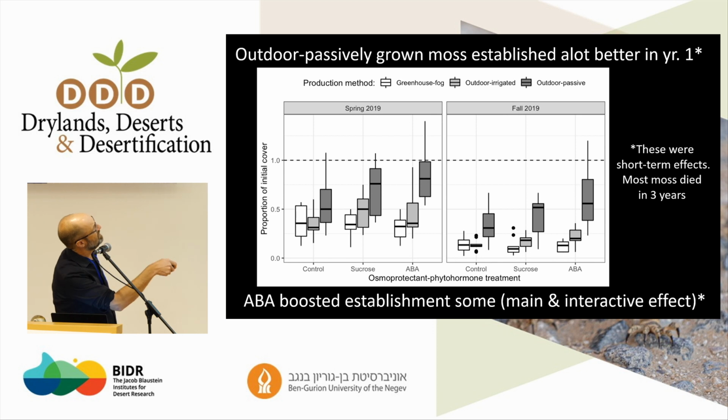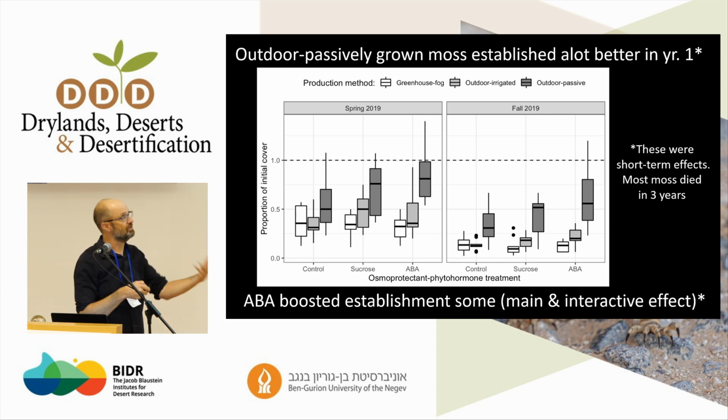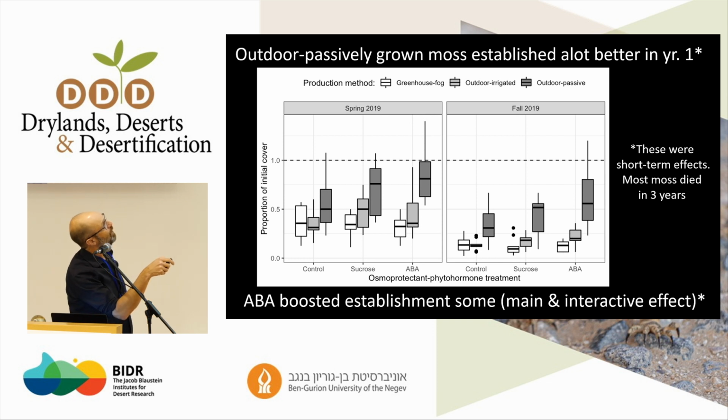So on this axis, this is how much of the moss is still there when we checked on it 1 year later. Okay, so 1 would be 100%. And you can see that they're losing ground. But the first pattern you can see has to do with the growing method, which is indicated by the colors here. And it's very easy to see, especially in this time period, that the outdoor cultivated moss with no supplemental irrigation was greatly outperforming the other types. Okay, so it seems to be more hardy.